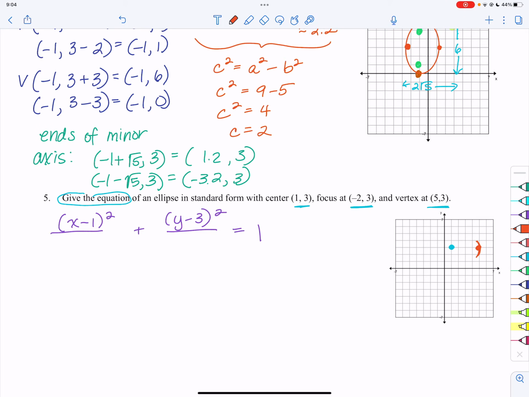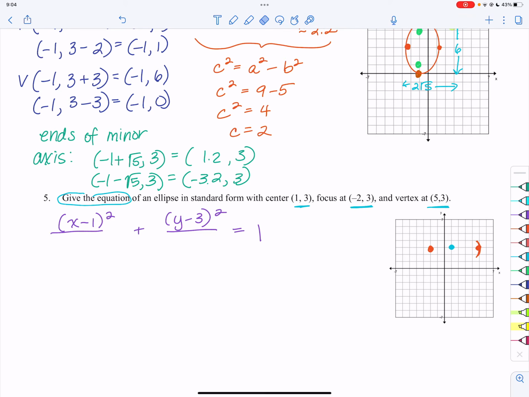Let's look at the focus. We'll use a different pencil here. And we have negative 2, 3 there. So what do you notice? If this is a focus, this focus is either on the left or the right side of the center. So of course this happens to be the left focus, so there's going to be another focus over here.